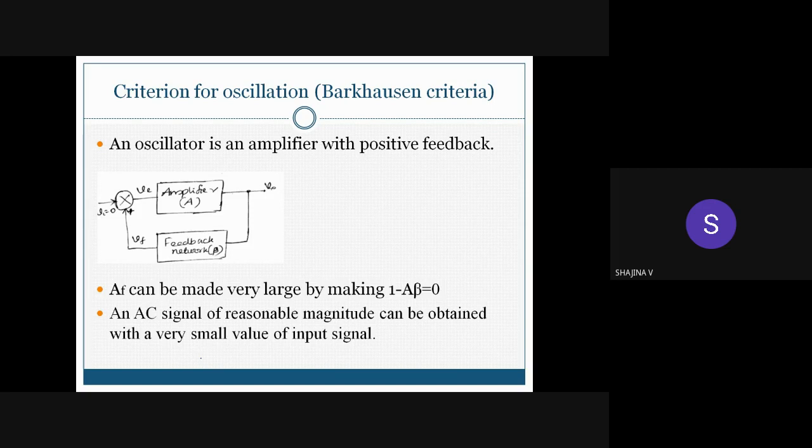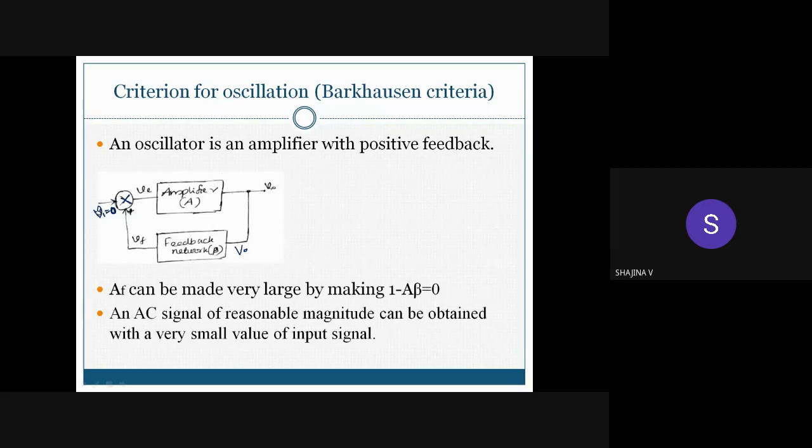So coming to this oscillator, we already told it is an amplifier with positive feedback. Here I am showing an amplifier with gain A. And here it is a mixer network. Here the input signal is 0 because we are not applying any input signal, and my output signal is V out. We take a part of V out and give it to the feedback network, and at the output of the feedback network there will be a feedback voltage VF.